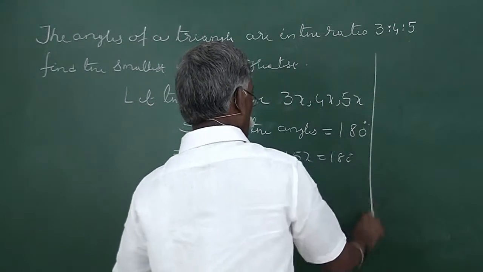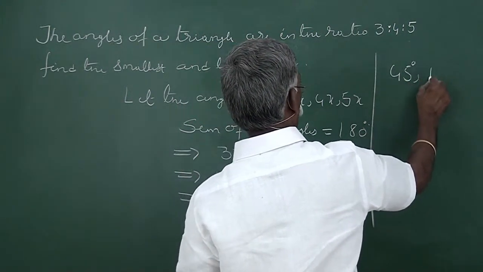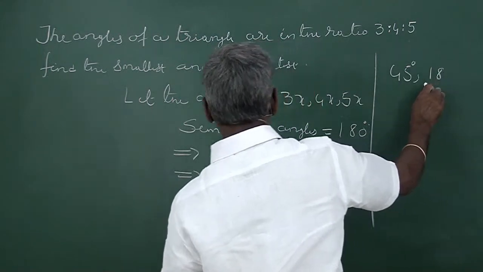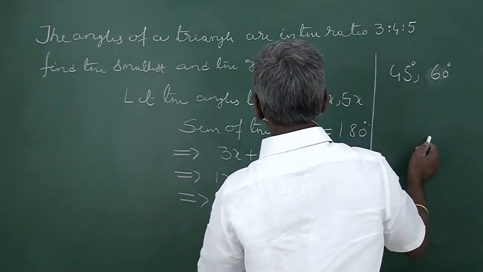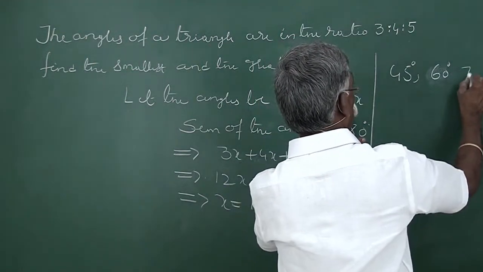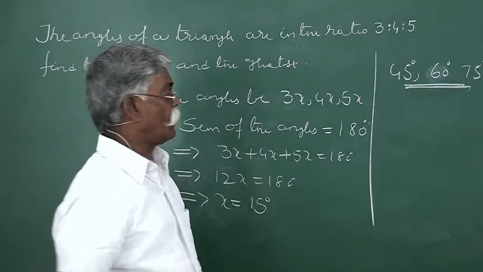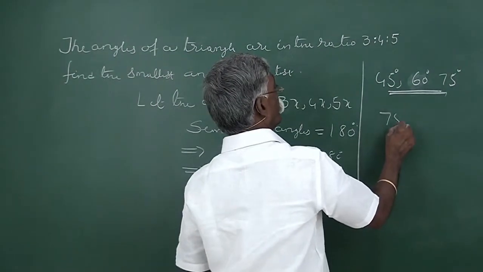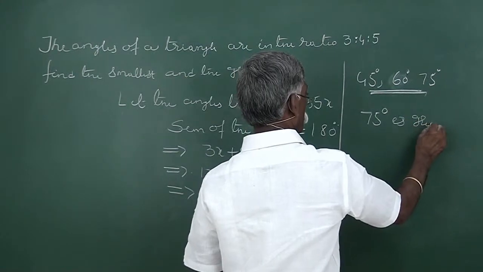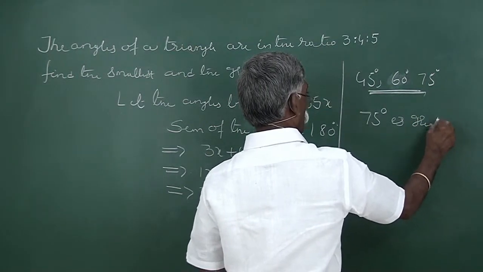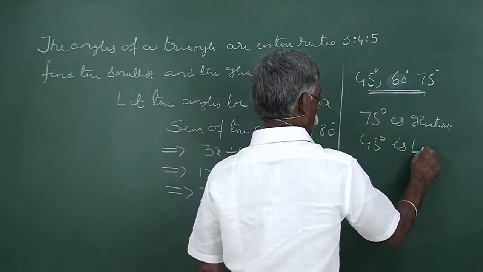Therefore, the angles are 45 degrees and 60 degrees, and the next is 75 degrees. So the greatest and the least are: 75 is greatest and 45 degrees is least.